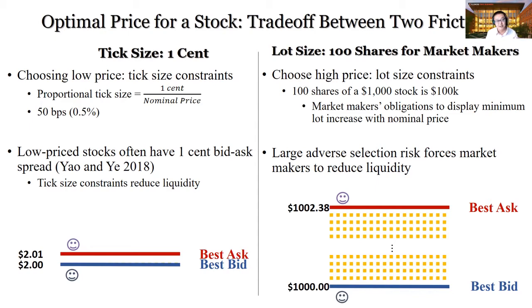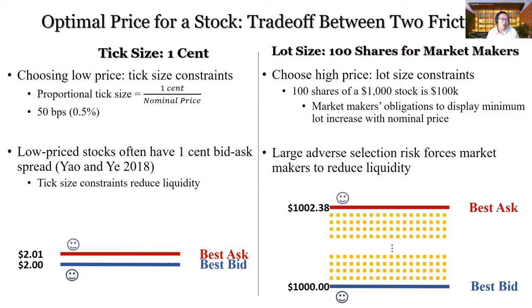Why? Because in the US, the proportional tick size is decreasing in nominal price. If you choose a low price, let's say $2, that means the proportional tick size is 0.5%. And Yao and Ye show lots of low price stocks often have exactly a 1 cent bid-ask spread. Why? Because they cannot go lower. So the tick size constraint actually reduces liquidity.